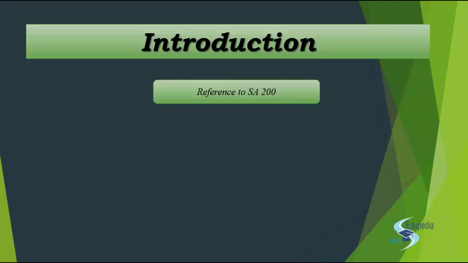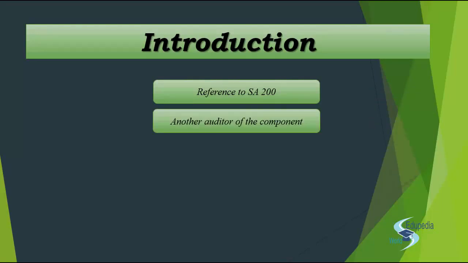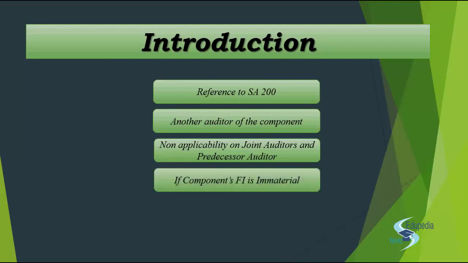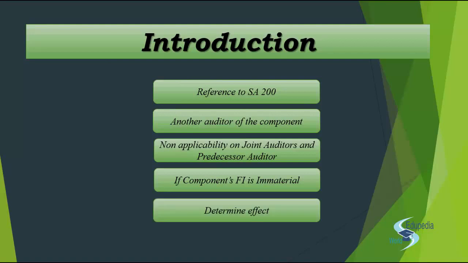So what we have done in the introduction part is reference to SA 200, about the responsibility of the auditor, another auditor of the component, non-applicability on the joint auditor and the predecessor auditor. If the component's financial information is immaterial, then you may not apply the standard at that point of time. Why? Because you are not using his financial information, so you don't need any application of the standard for using his financial information, because anyways you're not using it. And last is you have to determine the effect on your nature, time and extent and on your risk assessment procedures.